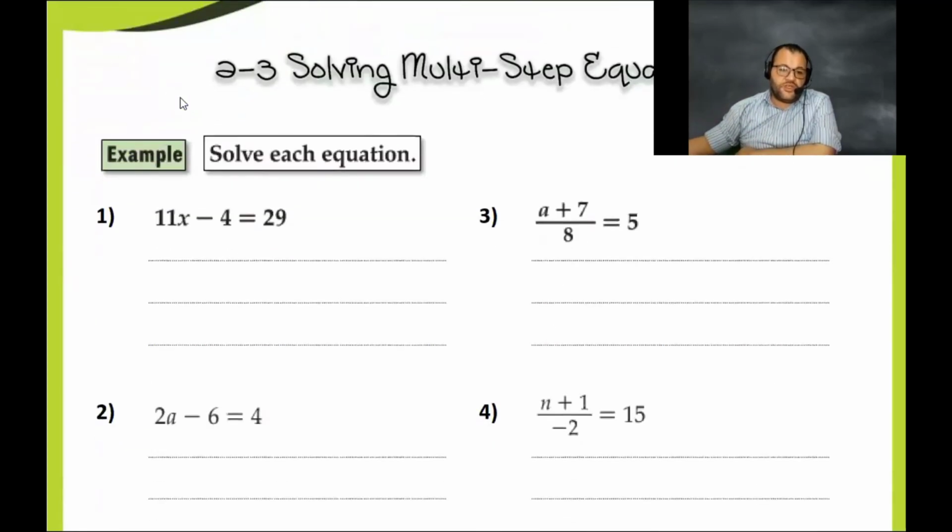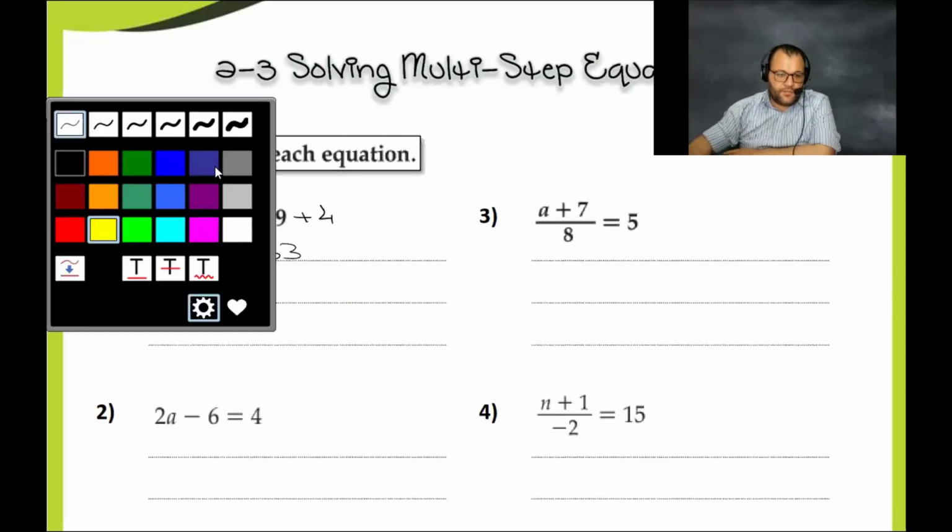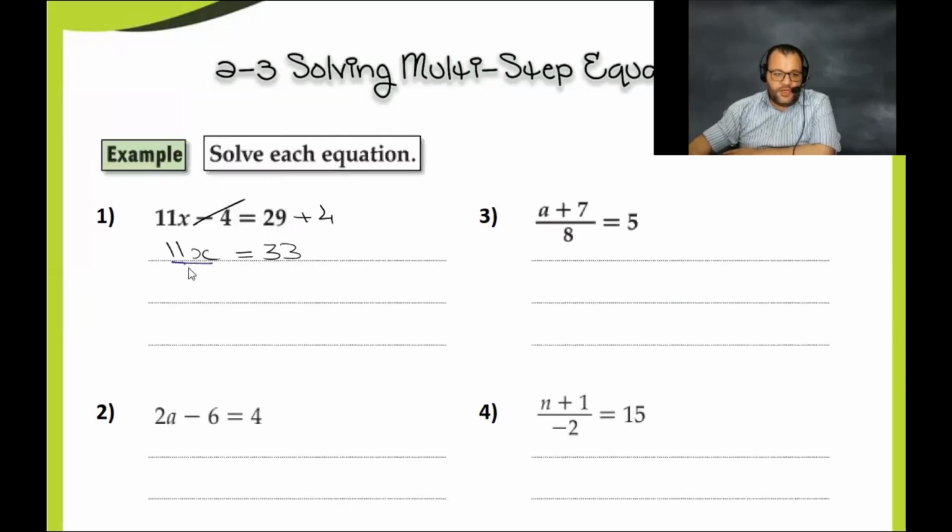So we need to solve question number 1. We have 11x minus 4 equals 29. How can we solve this one? Bring 4 to the other side. Minus 4 will be plus 4, then 11x equals 33. Then divide by 11 on both sides, and we get x equals 3.